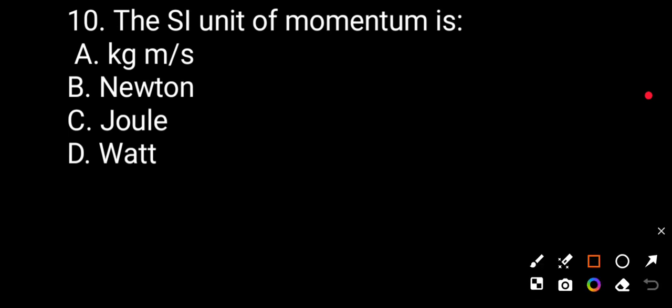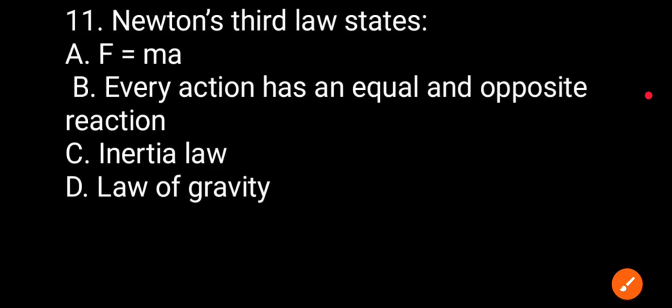Question number 10. The SI unit of momentum is option A, kilogram meter per second; option B, Newton; option C, Joule; option D, watt. The correct answer will be A. The SI unit of the momentum is kilogram meter per second. So option A is correct.